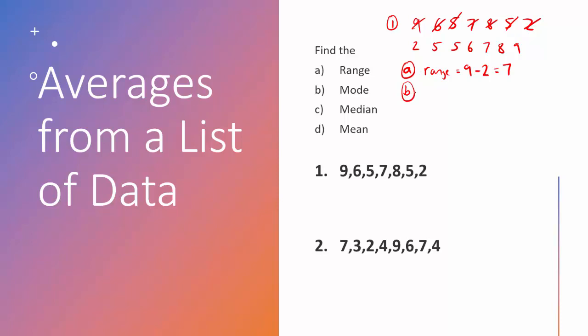Question B, find the mode. The mode is the most common value. So if we look here, most of these numbers we just have one of. However, 5 we have 2 of. So since we have 2 5s, our mode is 5.